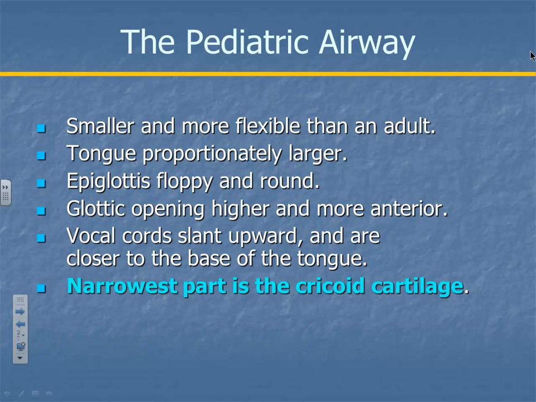Okay, this is the narrowest part of this airway. This is the cricoid cartilage. So this is a pediatric airway. This is why they choke more commonly, because things get past the top and lodge down here. With the adult, not so. We don't choke on stuff because it can't get past the glottic opening, okay? So the narrowest part of the pediatric airway is the cricoid cartilage. Did you get all that?